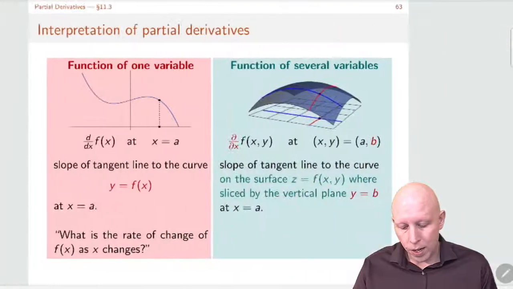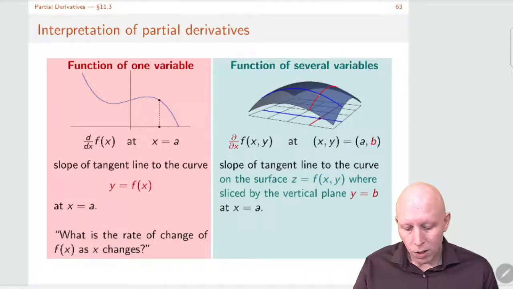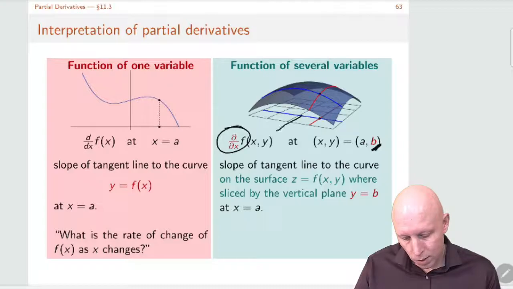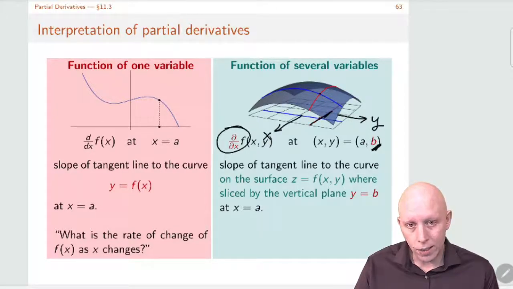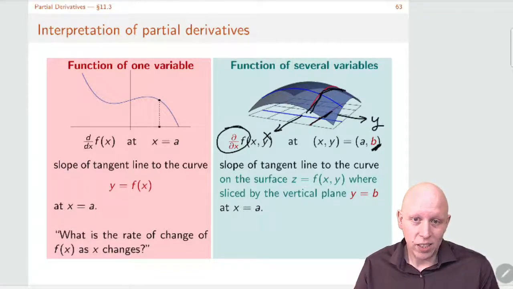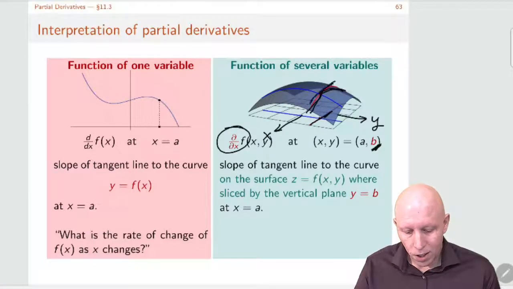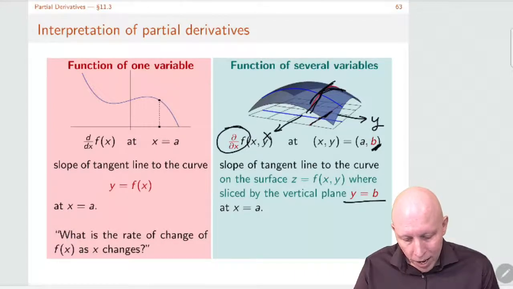So when we draw this graph and we say, I want to know what the partial derivative is with respect to x, then remember, that's what happens when we fix b. Right? So in this direction, this is x. This direction, this is y. And so we're going to fix the value for y. And we want to know, as x changes, what is the slope of that tangent line, the tangent line to the curve there on this surface, when y is equal to b. But at this point, when x is equal to a.